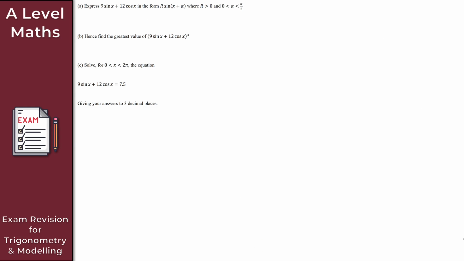So to finish with here then, let's have a go now at the very last question, question 3. So for the first part of this question, then part A, what we want to do here is express 9 sin x plus 12 cos x in this harmonic form here. We've got 9 sin x plus 12 cos x. And we want to put it into this form here. So r sine of x plus alpha.